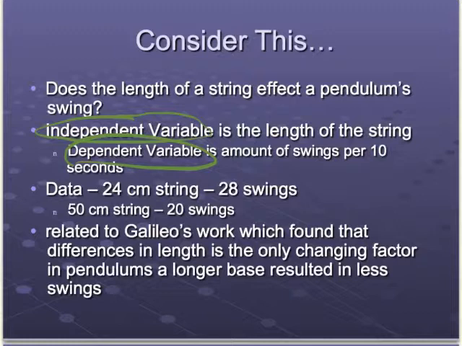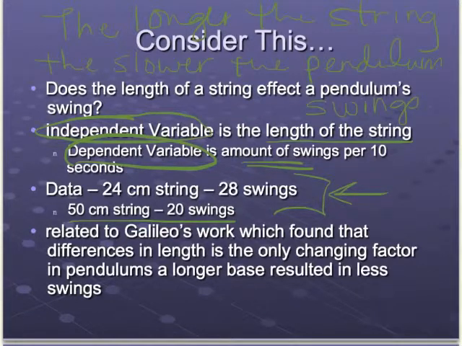Well, we would need to think about what we've learned from our experiment by looking at our data. Our data said that the longer string has fewer swings. Our independent variable was the length of the string, and our dependent variable was the number of swings. So does that sentence state a fact and also have those two things in it? You bet. So our claim could be that the longer the string, the slower the pendulum swings. Hopefully you can all see that right up in here.